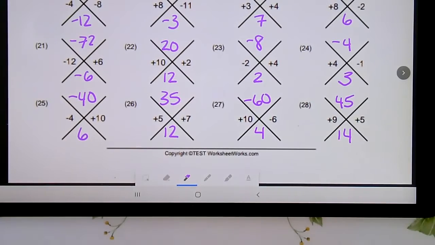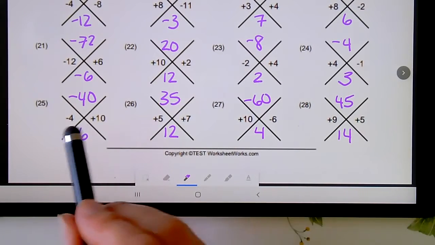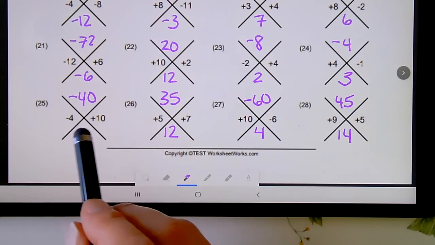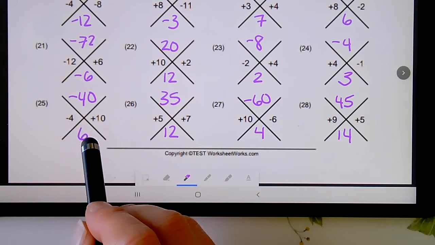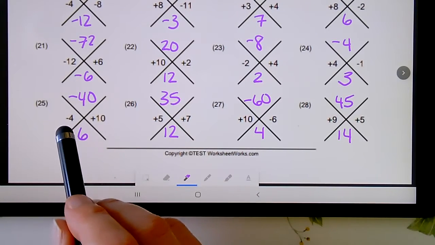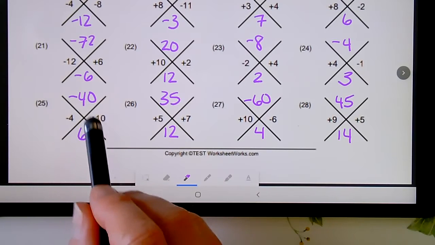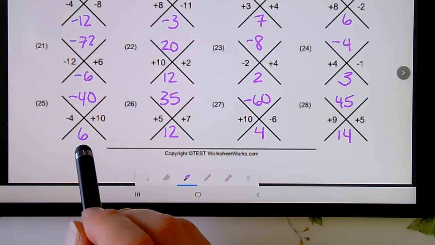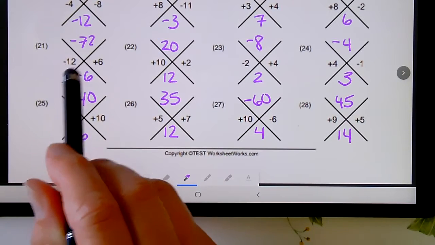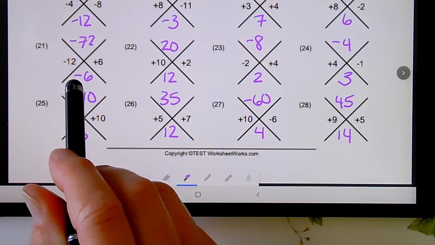And again, a couple things just to remember. When you have different signs, your product is always going to be negative. To get the sum, you're really taking 4 and 10 and finding the difference between them and taking the sign of the bigger number. This one is the bigger number, so this is positive. Up here, this is the bigger number, so this is negative.